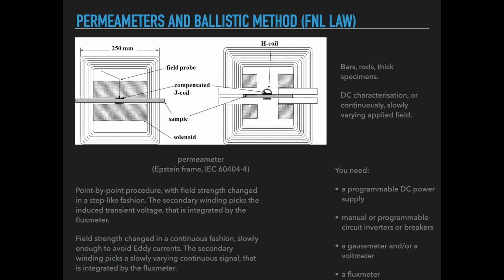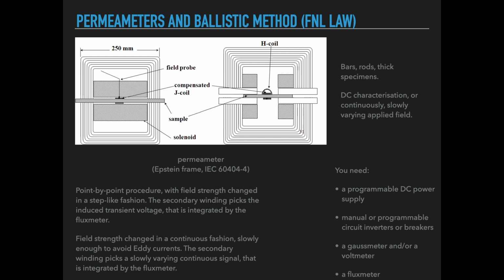The magnetic field strength is changed in a step-like fashion, and during the transient from one constant field value to the subsequent one, the secondary coils pick up the induced transient voltage that is integrated by a flux meter. As an alternative, the magnetic field strength can be changed in a continuous fashion, but slowly, in order to avoid eddy currents, because these samples are thick, are massive, compared to the ones used in Epstein frames, for example. The secondary winding, therefore, picks up a slowly varying continuous signal that again is integrated by the flux meter.